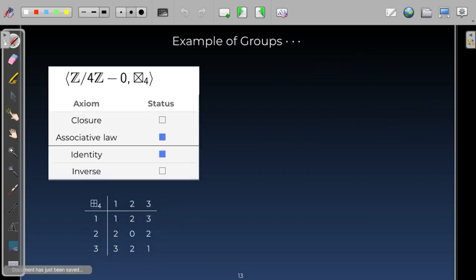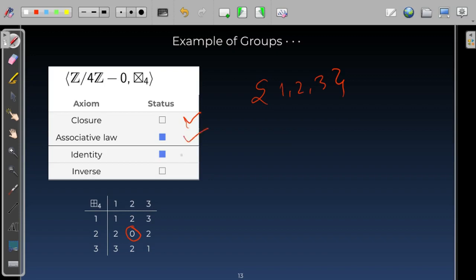Okay, here we have another group, but here we are taking modulo 4 multiplication, and this is not going to be a group. In the Cayley table you can see that you are getting 0 here, and 0 is certainly not an element of this group. Our group is the non-zero elements when divided by 4. So we have 1, 2 and 3, and 0 is not an element of this group. So we are getting 0, so this is not closed under modulo 4 multiplication.